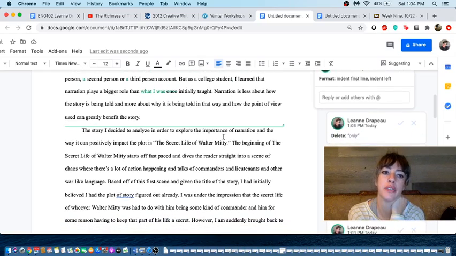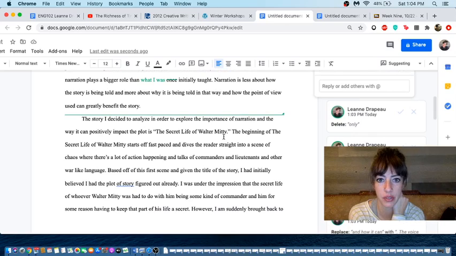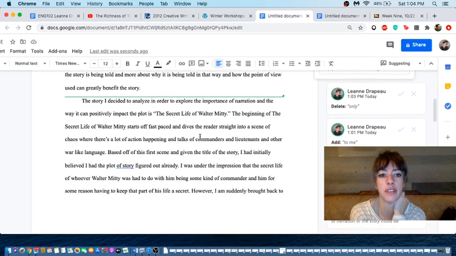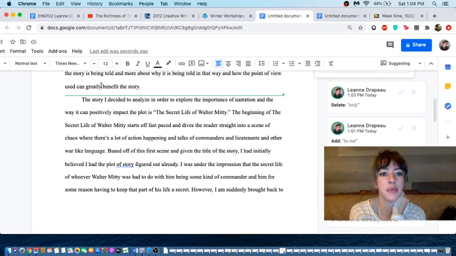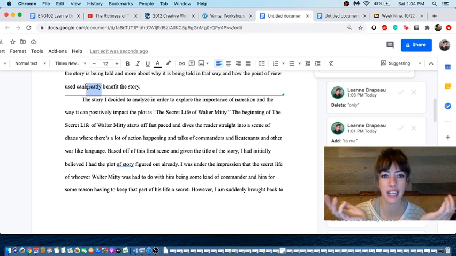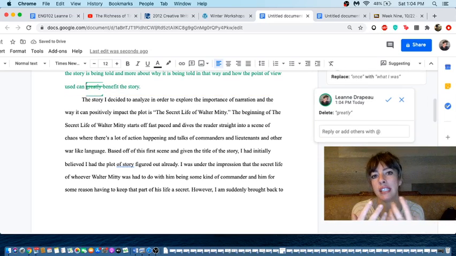Narration is less about how the story is being told and more about why it is being told in that way and how the point of view used can greatly benefit the story. This is one of those words, "greatly." It's just kind of like, sure, but we don't need it. We don't need to say "greatly benefit." "Benefit" or "enriches" the story. We don't need to say how much it enriches the story, really. We can get rid of that.